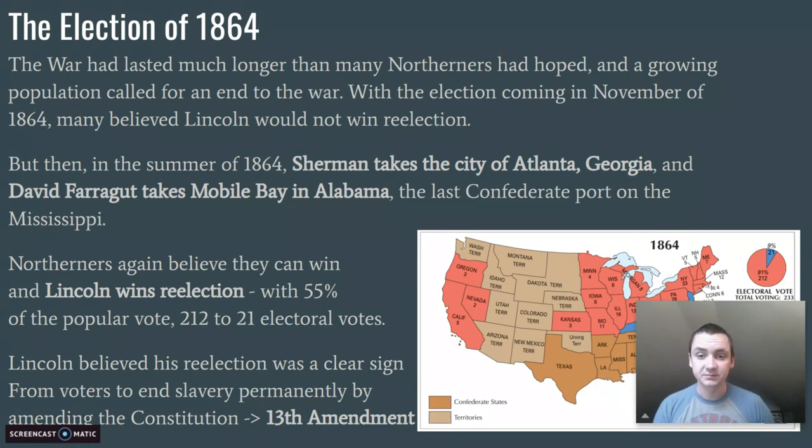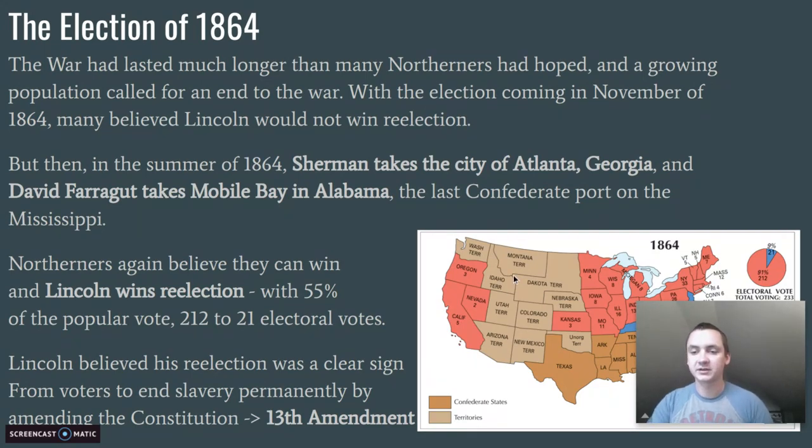But then Sherman takes the city of Atlanta, Georgia. David Farragut takes Mobile Bay, which was the last Confederate port on the Gulf. And with those two victories, the Anaconda Plan has truly succeeded. And this happens just 3-4 months before the election of 1864. Northerners believe that they can win after Atlanta and after Mobile Bay.